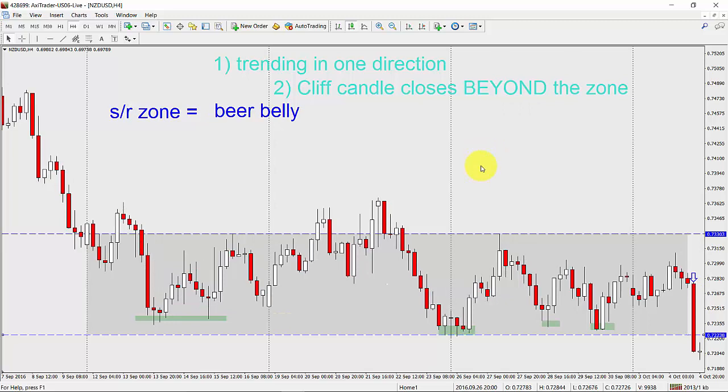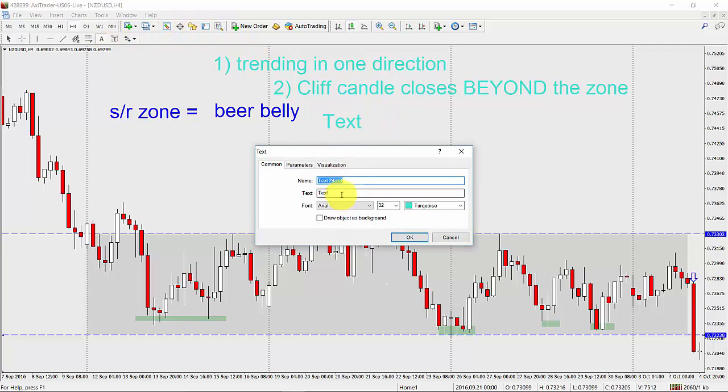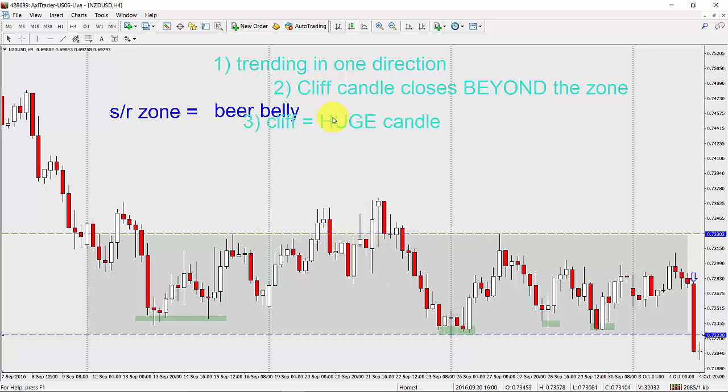The next candle is critical now. So we've got trending in one direction. It's been going down. Again, I would say it's consolidated too long here. This isn't ideal, so we kind of violated rule one. But rule two is the cliff closes beyond the zone. It clearly does that here. Ideally, you want to see the cliff be a giant candle. Really, ideally, the cliff equals a huge candle, the biggest candle we've seen in X number of candles. Okay? That's ideal.